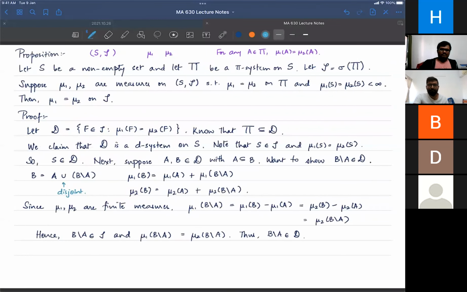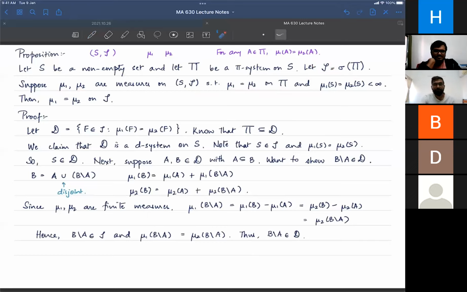We had this proposition earlier. Actually, we started the lecture with this. So what did we say? We said, suppose I have capital S, which is a non-empty set, and suppose I have capital pi, which is a pi system on S. Let script S be sigma of pi. I have two measures, mu1 and mu2 on S, script S. And I know that mu1 and mu2 match on the pi system. The question is, do they match on the whole sigma algebra, which is bigger?